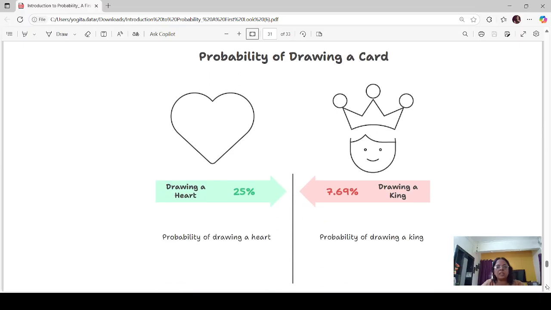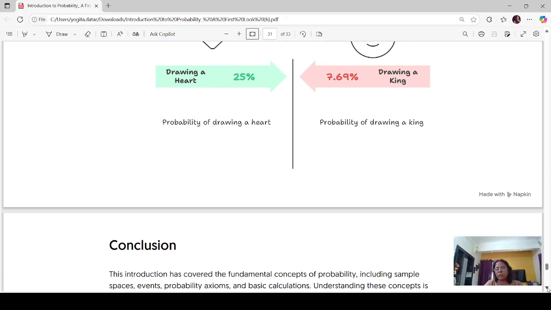Now see here, it is given in pictorial form. So there are 13 cards out of 52 cards in a deck of cards, which are the heart cards. So 13 by 52 means 1 by 4, 25%. And there are only 4 cards which are king cards out of 52. So 4 by 52 means 1 by 13, 7.69%. It is the probability of drawing a king card. And when we intersect both the events, we get the answer which is calculated in the previous example.